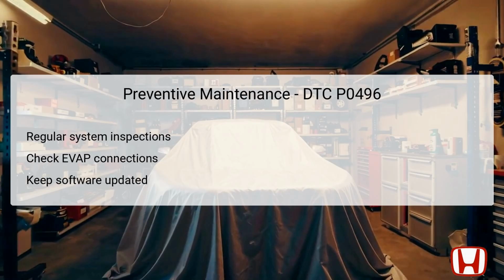To prevent complications associated with DTC P0496 in the future, regular preventive maintenance is key. This maintenance should include thorough inspections of the EVAP system to catch any potential issues before they escalate into serious failures. Focusing on the connections at the FTP sensor, the EVAP canister purge valve, and the PCM is essential, as these are common failure points.